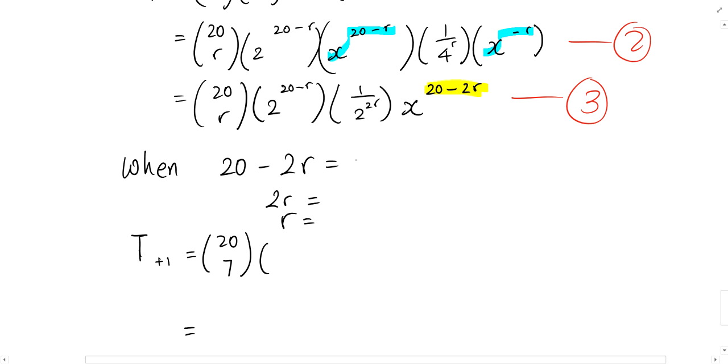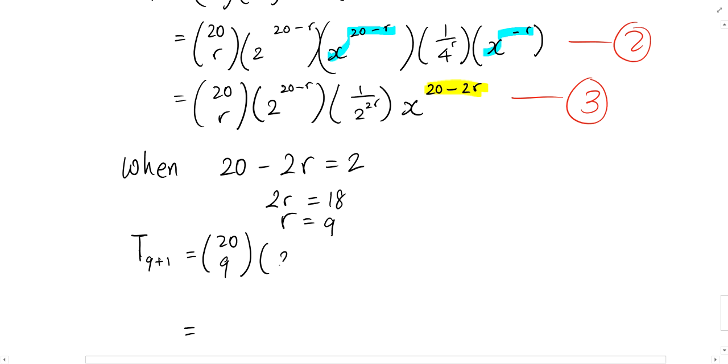20 minus 2r equals 2. You should, because everything else stays the same. And it's still the same portion that contains a power for x. So 2r must therefore be equal to 18. r must be equal to 9. Correct? So here we are looking for the 10th term. So it will be 20 choose 9.